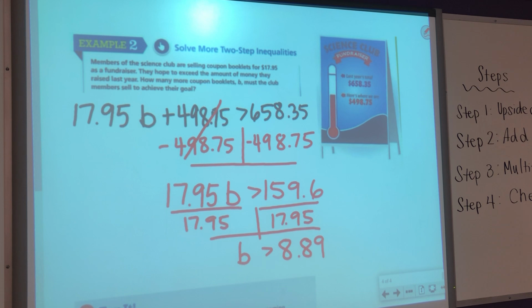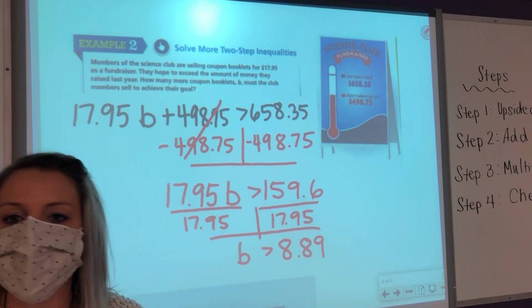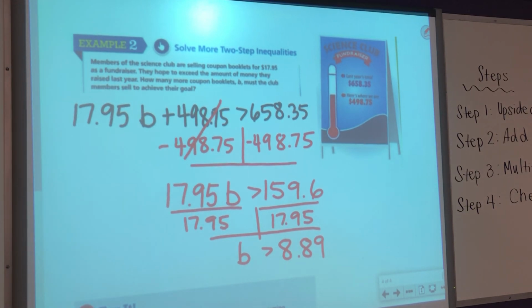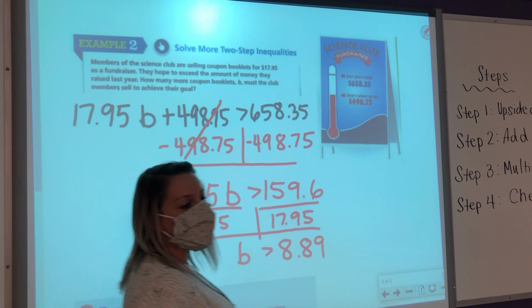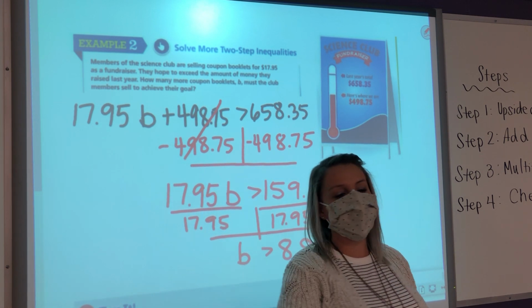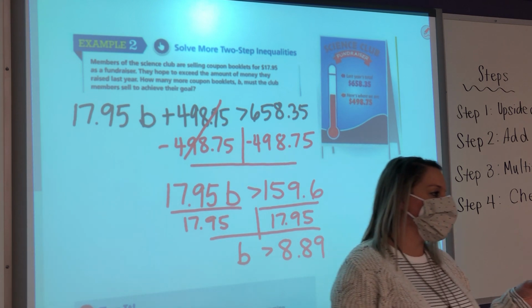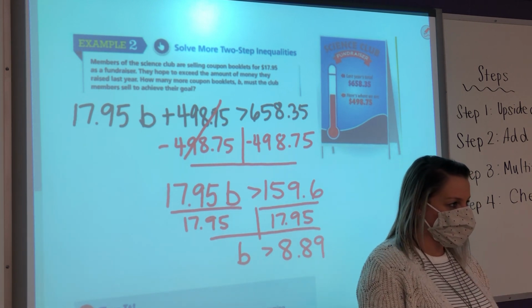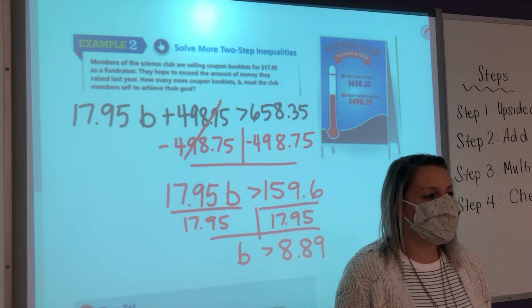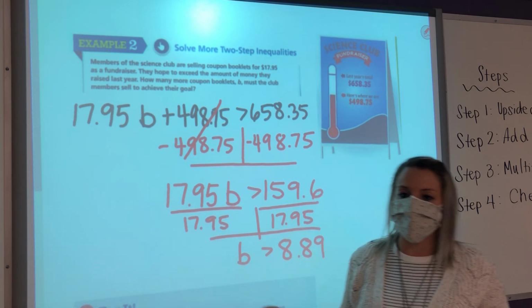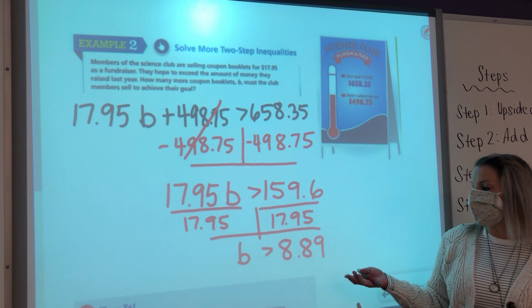B has to be greater than 8 and 89 hundredths. Can I sell 89 hundredths of a coupon booklet? No, you can't. Are you sure? You can't go up to someone and say, all right, here's the deal. I want to buy that coupon booklet, but I don't want any of the dry cleaners. I don't want any of this stuff. I only want food and entertainment in my coupon book. Can you make that happen? No, you can't do that. You can't buy 89 hundredths of a coupon booklet or 89% of a coupon booklet.